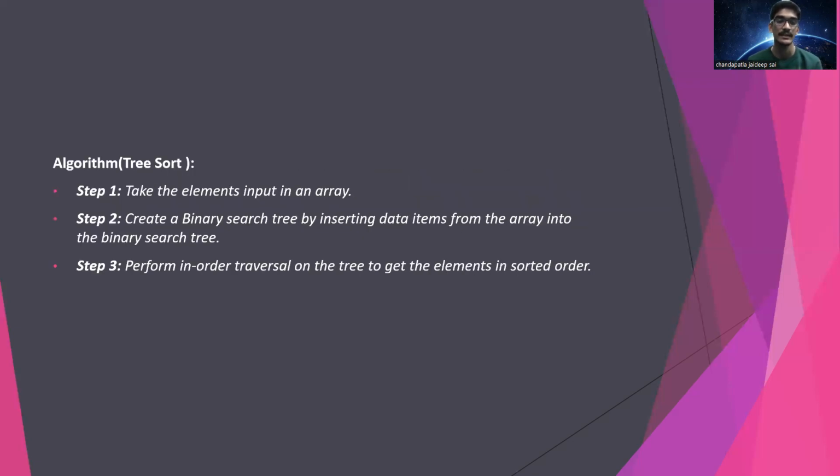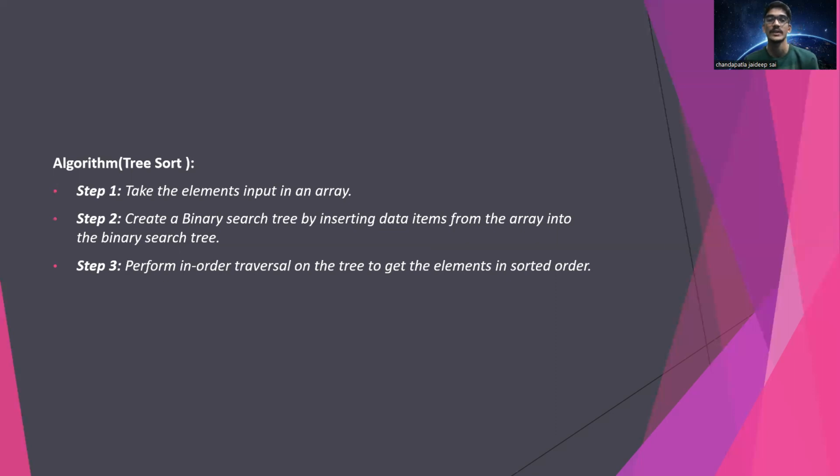The algorithm for tree sort is: Step 1. Take the elements input in an array. Step 2. Create a binary search tree by inserting data items from the array into the binary search tree. Step 3. Perform in-order traversal on the tree to get the elements in sorted order.